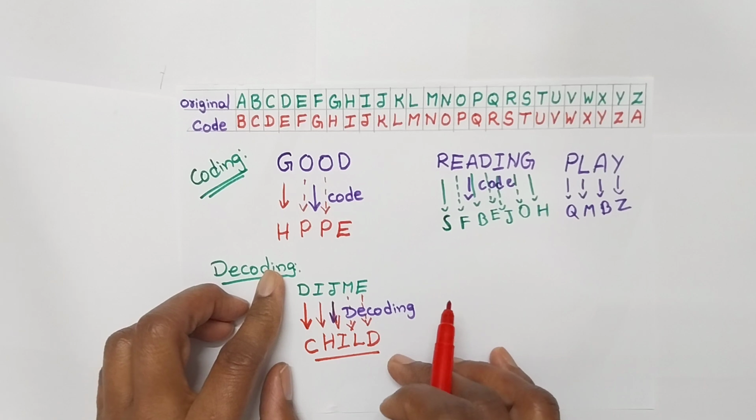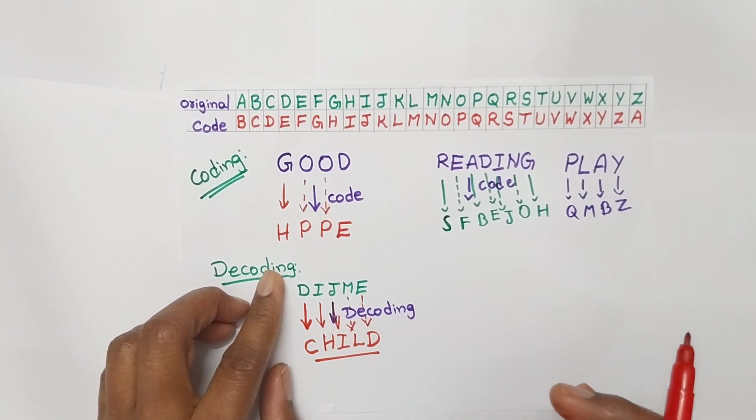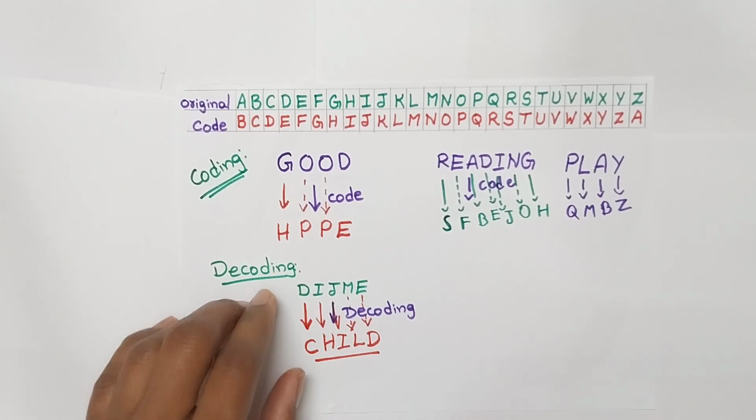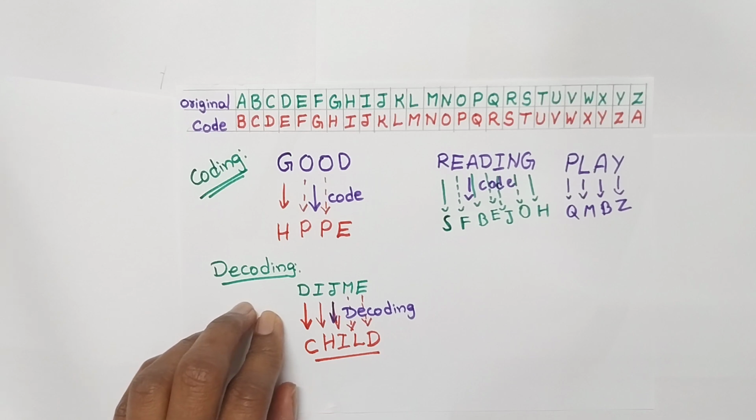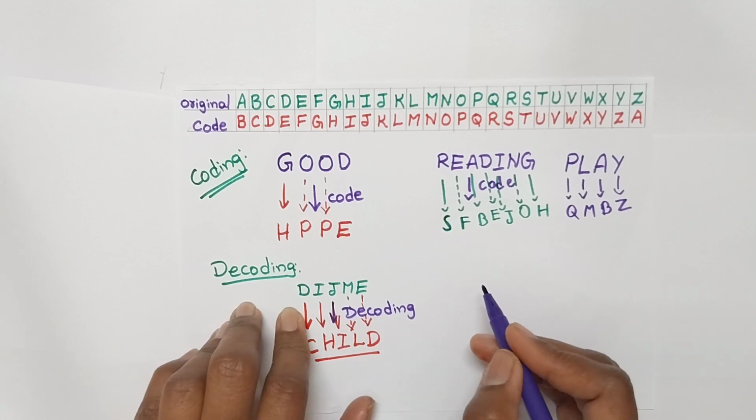This is the original. This is the code message. This process is called decoding. Now we do one more example.